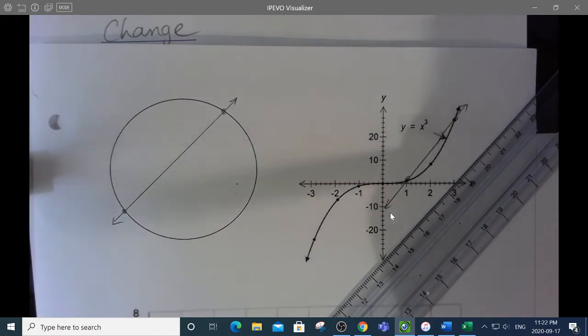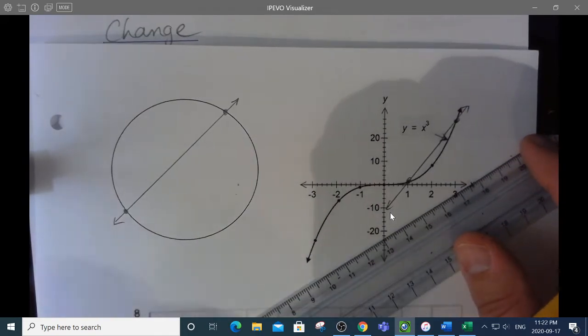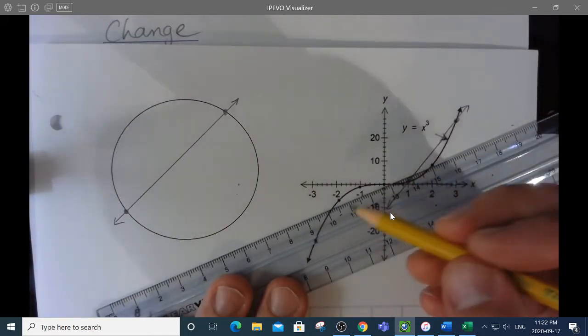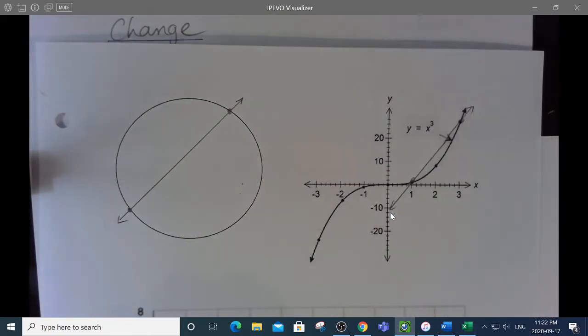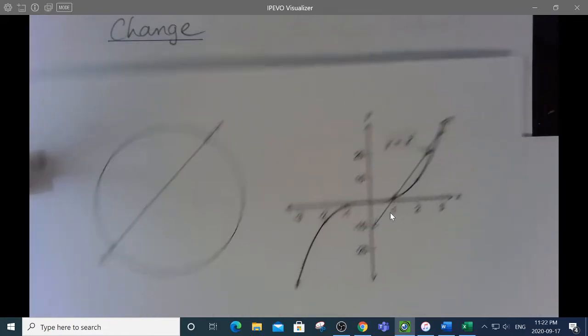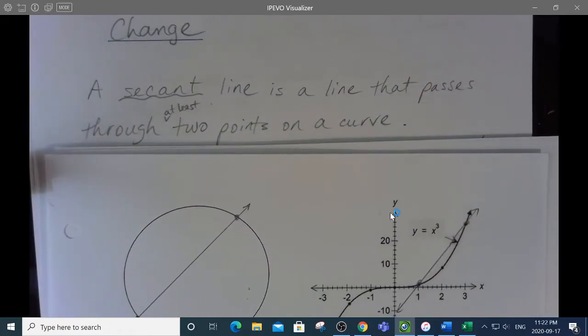As I was saying, you could hit it more than twice. Like you could draw a secant line this way that actually hits it 1, 2, 3 times. But at least twice means it's a secant line. Okay, so there's our first definition, a secant line.